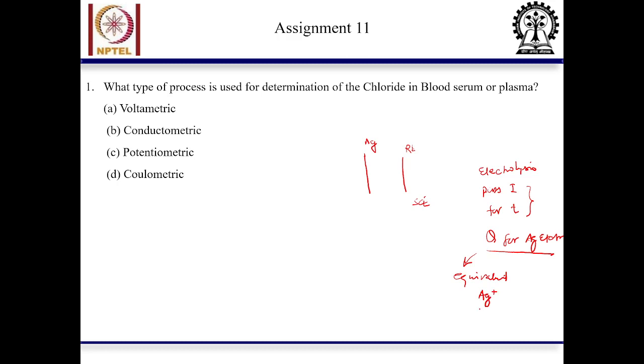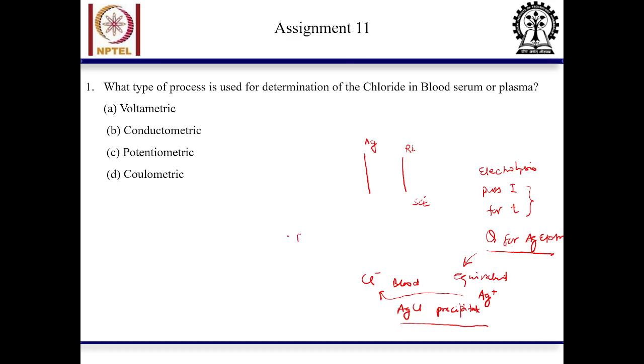Now what happens to the silver ion? We have this Cl minus ion in the blood, right? So it will form silver chloride precipitate. Until Cl minus is there, whatever silver ion is generated from the electrolysis will react with the Cl minus and form the silver chloride precipitate. But what happens when all the chloride ion gets consumed? Then the end point we can detect by different methods.